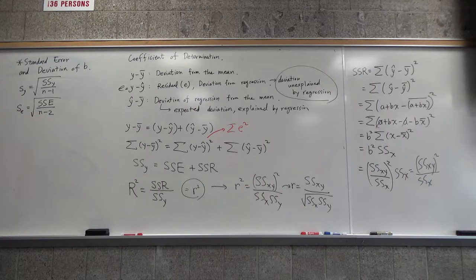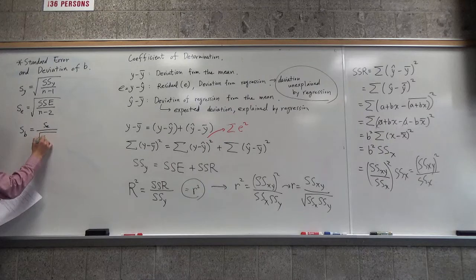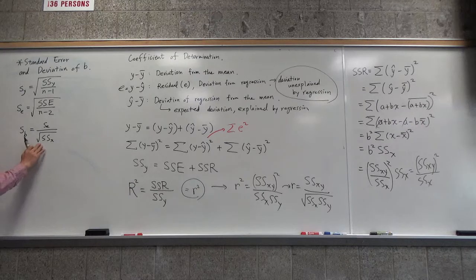And then the standard deviation of b is given by this standard error divided by the square root of the standard deviation of x. Now, why is that? Is there a good reason? I don't think I can explain that, so we'll just have to accept this.